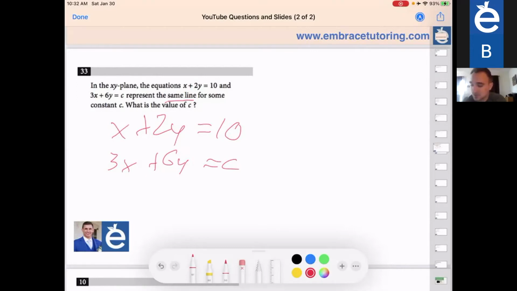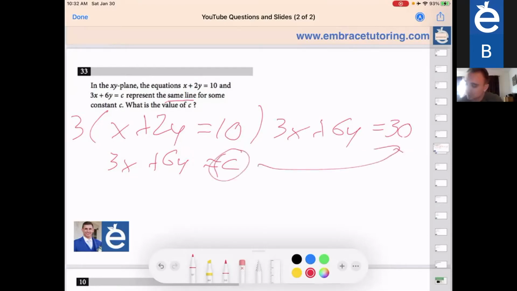So if we take this top equation and multiply it by 3, we're really just scaling it up. It's actually describing the same exact line. So if we multiply 3 times x, we get 3x. We multiply 3 times the 2y, we get plus 6y, and 3 times the 10, we get 30. As we can see now, our 3x matches, our 6y matches. So now the c is in the same spot as this 30. So c is our value, 30.